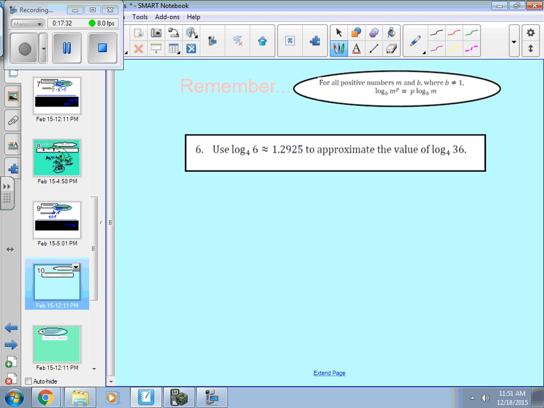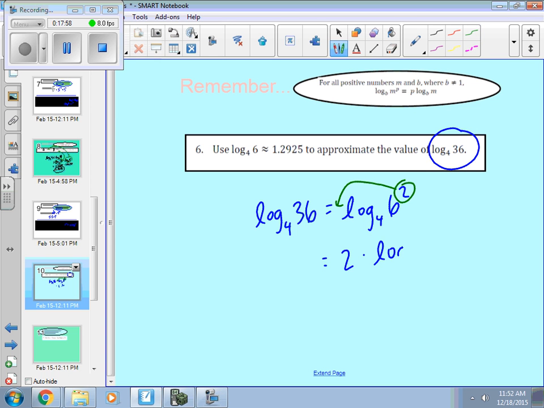So let's do another one of those approximation ones. They want us to, on number 6, approximate this log. Well, if we have log base 4 of 36, we know another way of writing 36 would be 6 times 6, or we could write that as 6 squared. Well, using log properties, if there's an exponent, that means we're doing this 2 times.